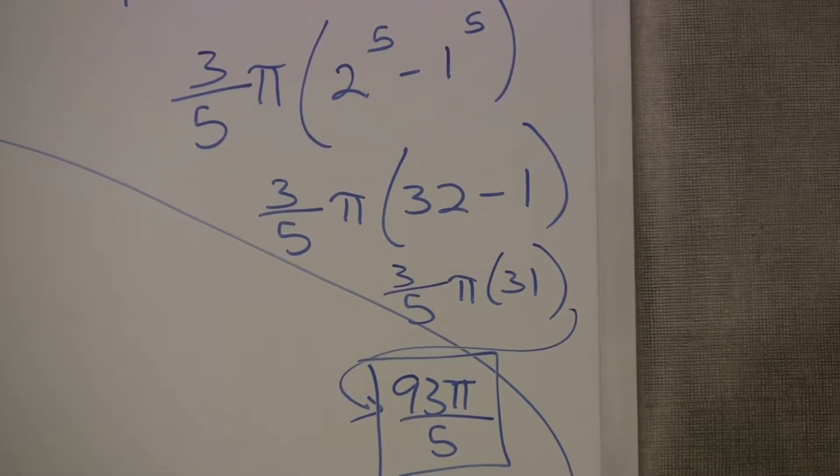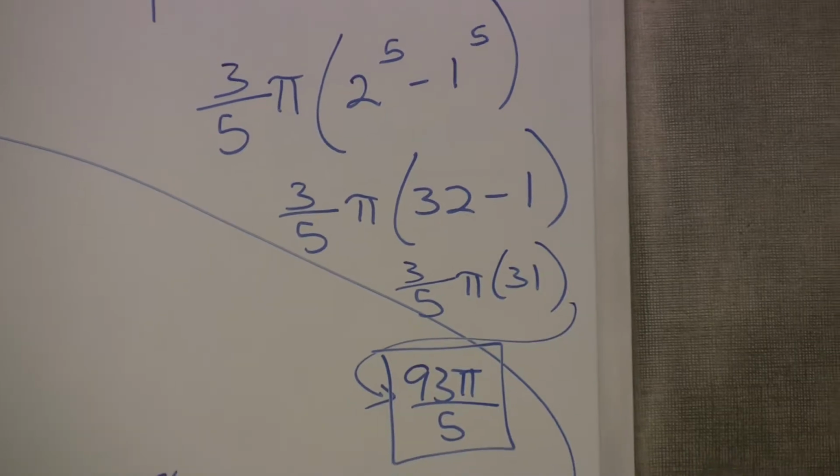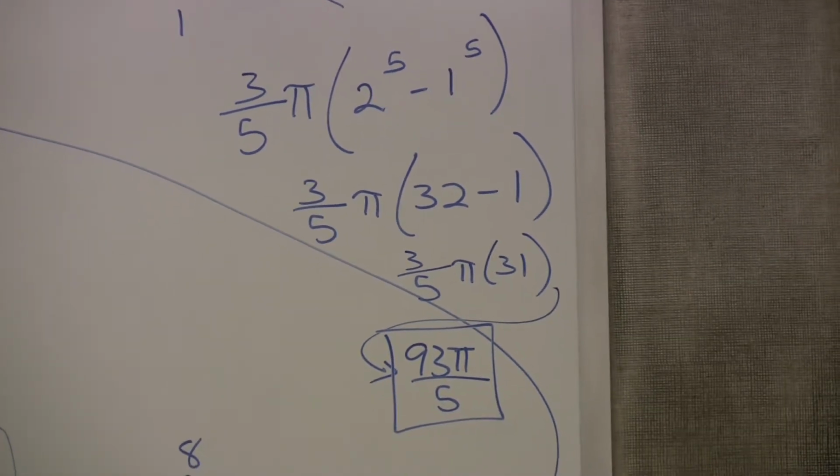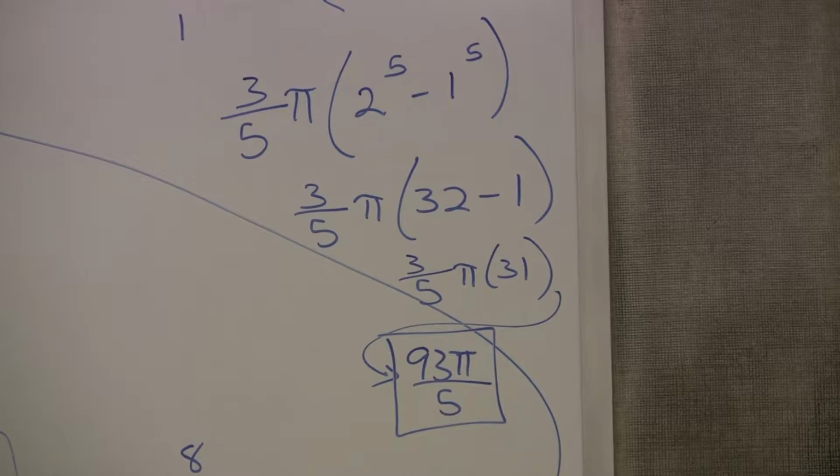You laughing at my arrows? Laughing at the answer. It's a beautiful answer. It doesn't have a square root of 7 in it. It could be worse.